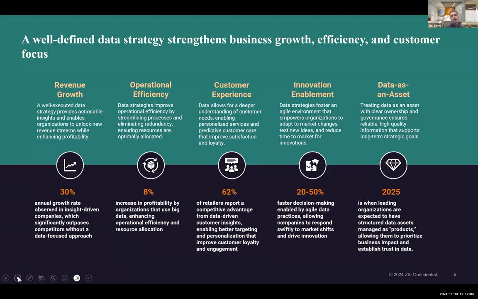Actually, before that, maybe I'll quickly talk about the value of a data strategy. Why do we need a data strategy? It's often a question.